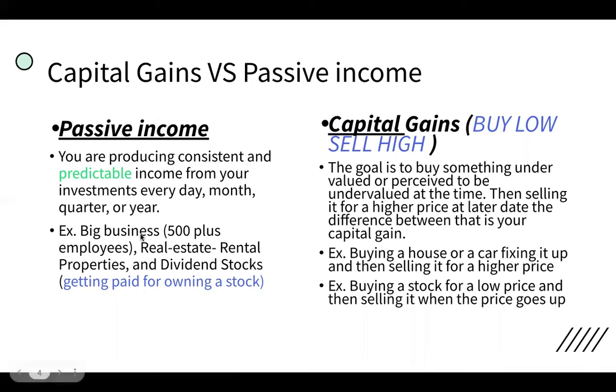Examples again is a big business. When you have 500 plus employees, you have other people running the business for you. When you own real estate, you're collecting rent from different properties, and with dividend stocks, you're getting paid dividends from owning a stock.